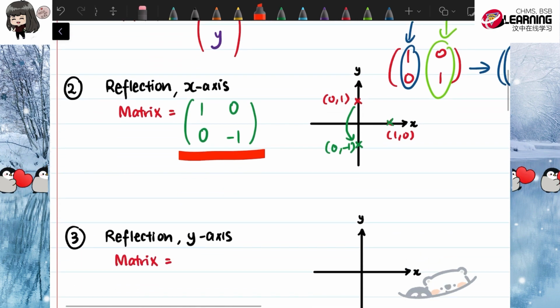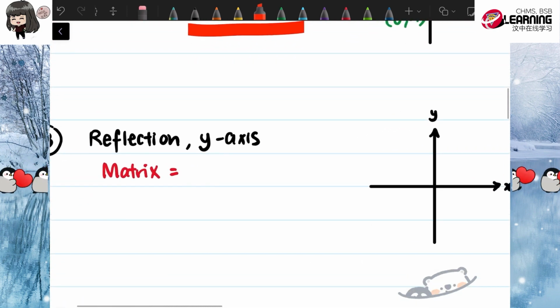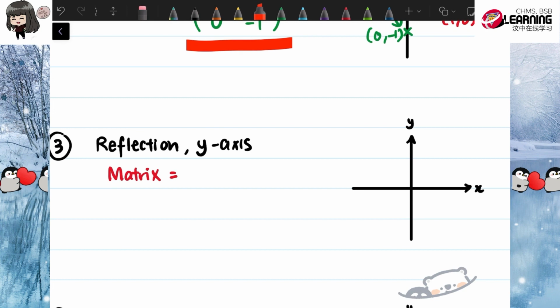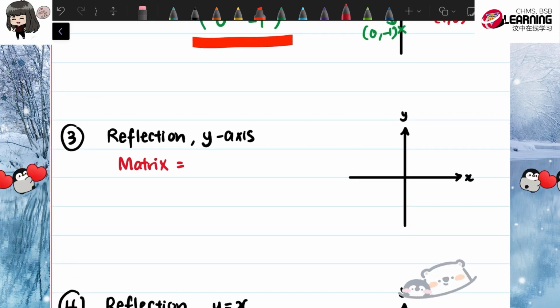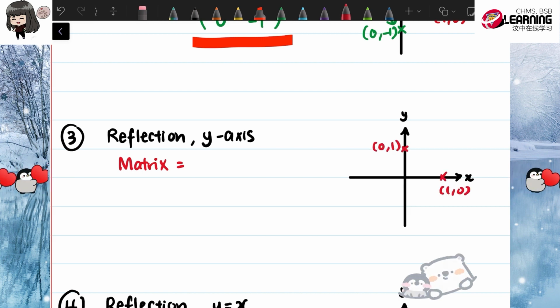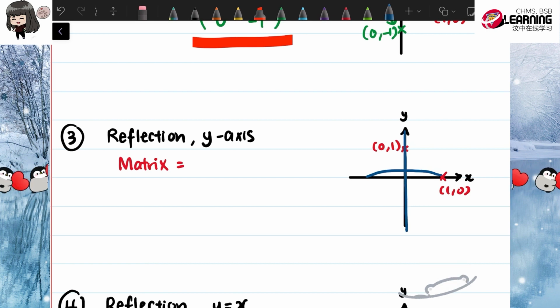Alright, let's look at this one. What if reflection y-axis? What is the matrix of reflection y-axis? Remember, you start off with 1, 0 and 0, 1 first, your standard matrix for transformation. Now you want to reflect y-axis. You must first reflect the 1, 0, so 1, 0 under y-axis. This is your y-axis, and you reflect, it will go here. So this is negative 1, 0.